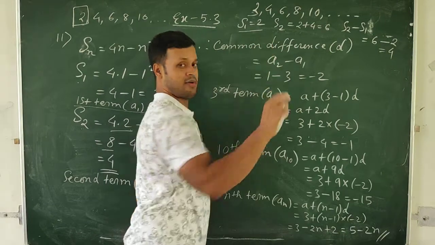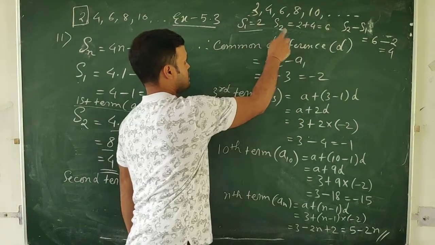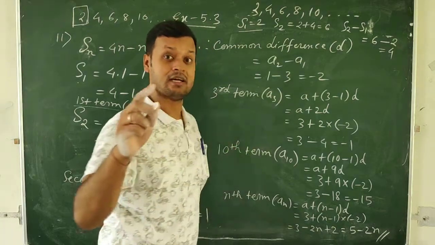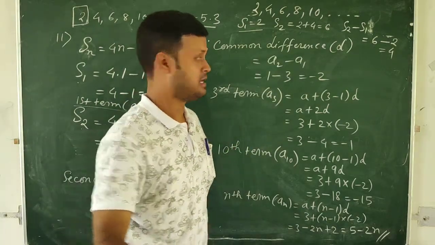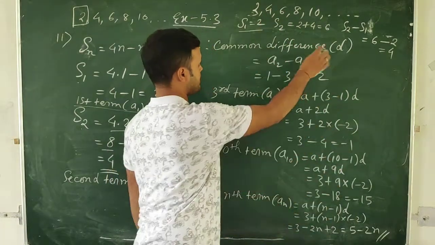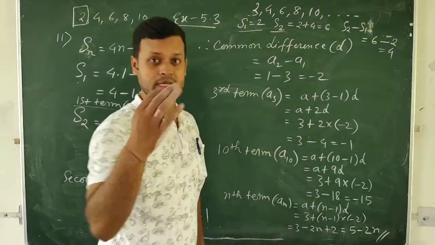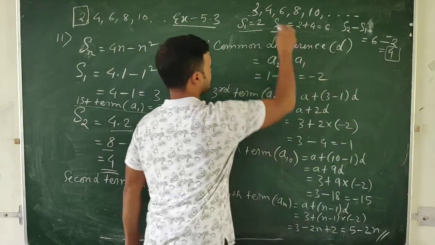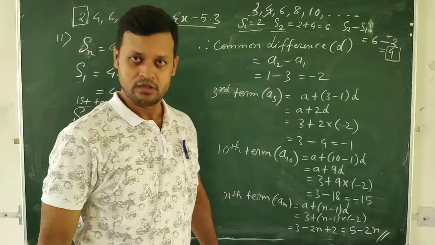Sum of one term was 2. Sum of two terms was 2 plus 4. I am talking about the sum of the first two terms. Okay. Sum of the first two terms was 2 plus 4, how much? 6. I did S2 minus S1. That means sum of two terms minus sum of one term. So what is the answer? What answer did I get? 4. 4 is the second term now.